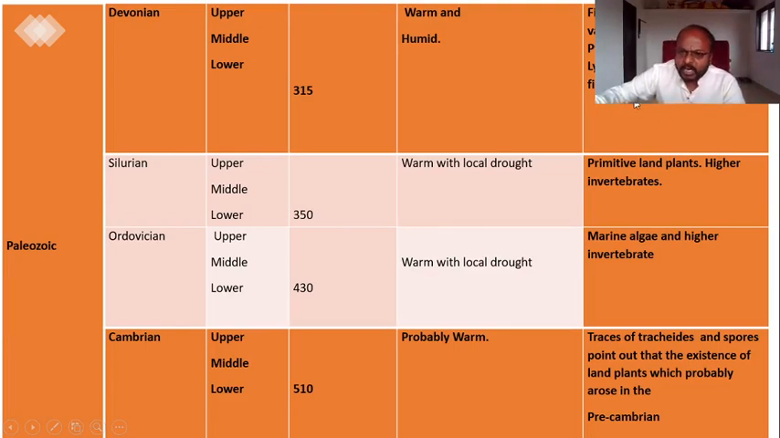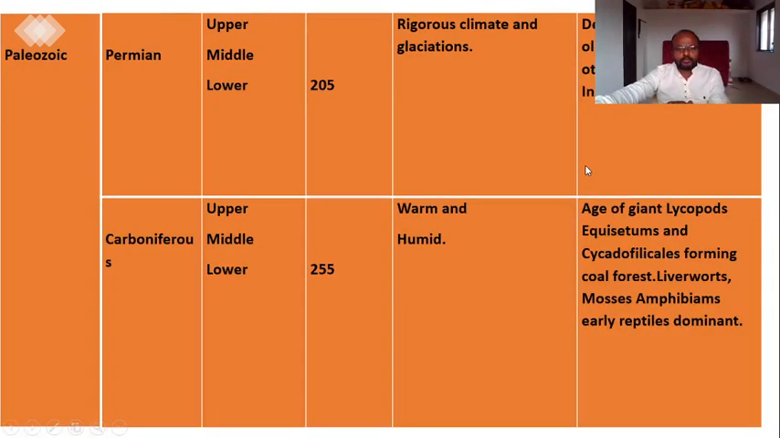Some amphibians and fish are dominant in this Devonian period. So this is the fourth period of the Paleozoic, and the next period of the Paleozoic is the Carboniferous. The Carboniferous period is again divided into upper Carboniferous, middle Carboniferous and lower Carboniferous, and it begins from 255 million years ago, and the climatic condition is warm and humid, again a favorable climatic condition.